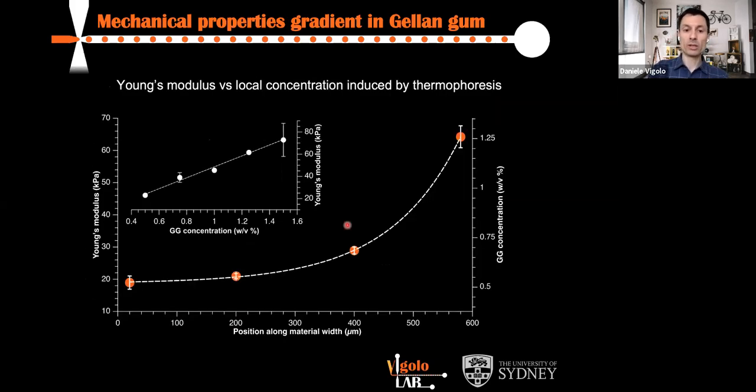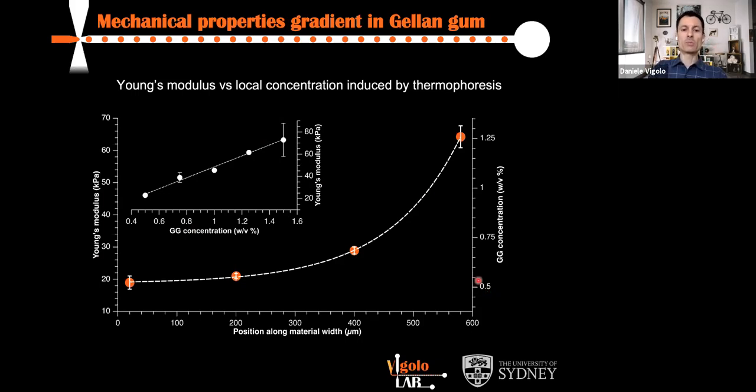Now, as I mentioned, we know that there is a linear behavior between concentration of the material and stiffness, because we proved that by essentially testing different uniform materials with different concentrations, and linking stiffness directly to concentration. That gives us the possibility to calibrate this curve, not only with the Young modulus extracted from the AFM, but directly with the local concentration. So we know essentially at each point what the local concentration of the gellan gum is in this case.